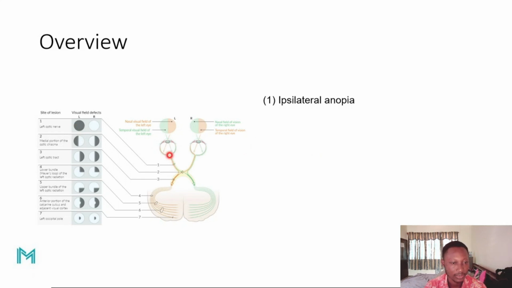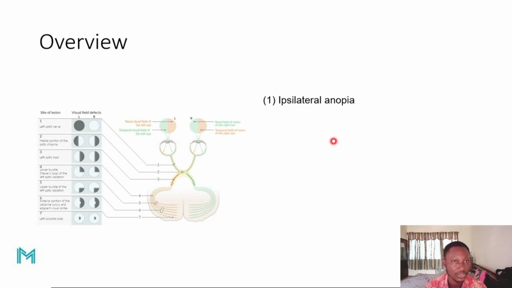So which will start from the optic nerve itself. So the optic nerve damage will result in the complete loss of vision in the affected eye. So you have ipsilateral anopsia. Ipsilateral because it's on the same side of the lesion, and this is how it will look.